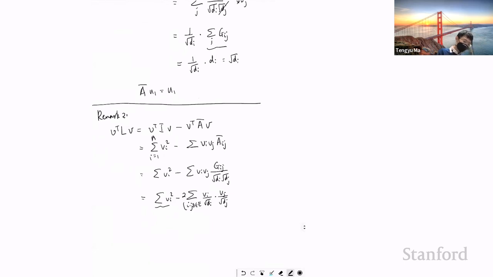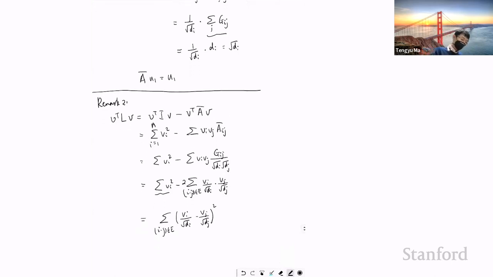And now you can break this first thing. I guess maybe let's try this way. So I'm claiming that this is equal to the sum of V_i over square root d_i minus V_j over square root d_j, squared, over ij in E. And why is this true? You can expand this equation into terms, and you can see the cross terms match this one. The only thing is to see that the other terms match the V_i squared terms, right?